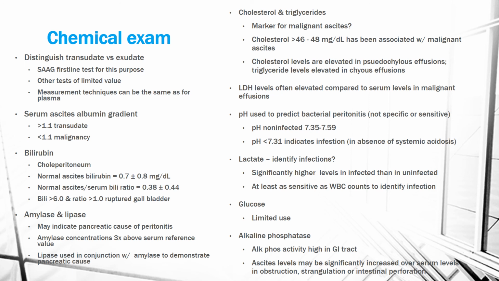And alk phos, remember that there's a lot of alk phos activity in the GI tract. That's where the liver is. That's where these things happen. So if we wanted to use alk phos as a marker, it would probably be most useful when we're looking for the cause of peritonitis to be some kind of mechanical or physical blockage. We've seen the highest levels, or the most increased levels, in cases of obstruction, strangulation, or perforation. Okay, so those are the reasons why we might test alk phos.